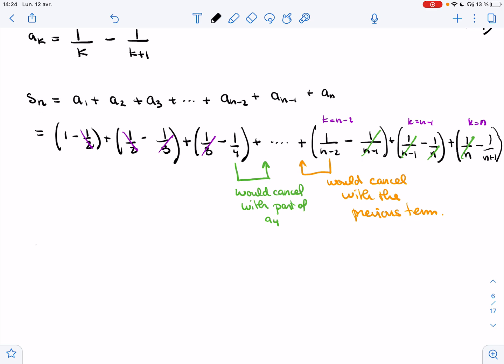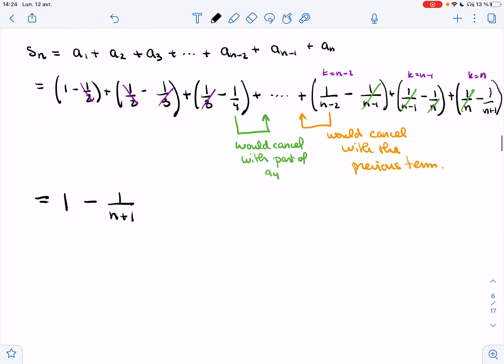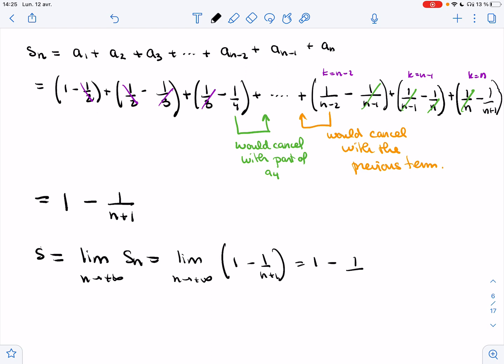And so all I have left is this one and this 1 over n plus 1. So Sn is 1 minus 1 over n plus 1. And so if I want to know if the series converges, I need to look at the limit as n goes to positive infinity of Sn. That's going to be the limit as n goes to positive infinity of 1 minus 1 over n plus 1. That's 1 minus 1 over infinity, cheating because I can't just plug in infinity, and I get 1.